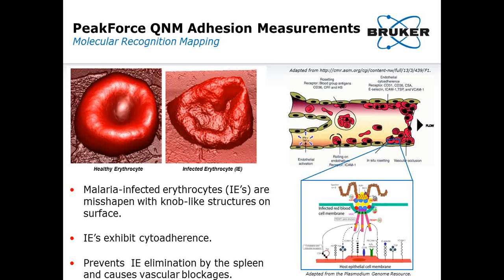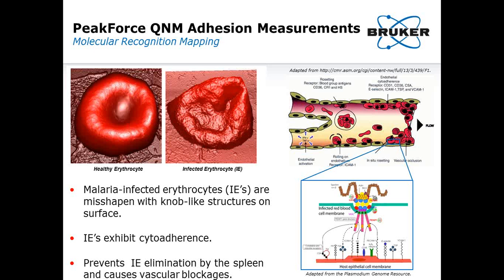On the top left of the slide, AFM imaging of healthy erythrocytes and malaria-infected erythrocytes with a regular AFM probe shows that not only do infected cells exhibit a very different shape from the typical donut shape of a red blood cell, they also appear to be covered in these knob-like structures that are not evident in the surface of healthy cells.